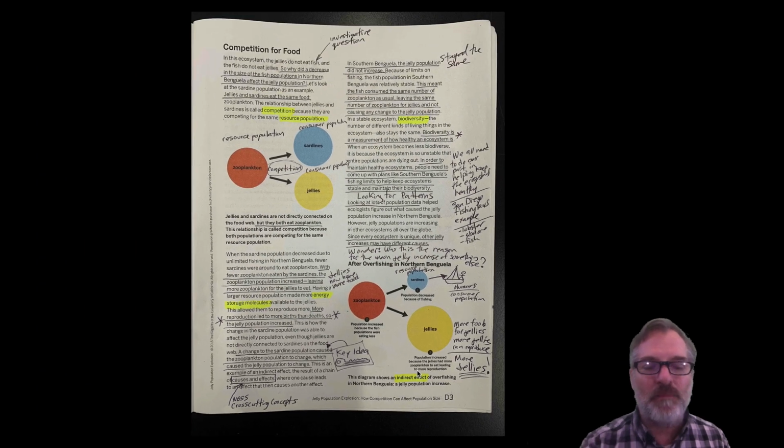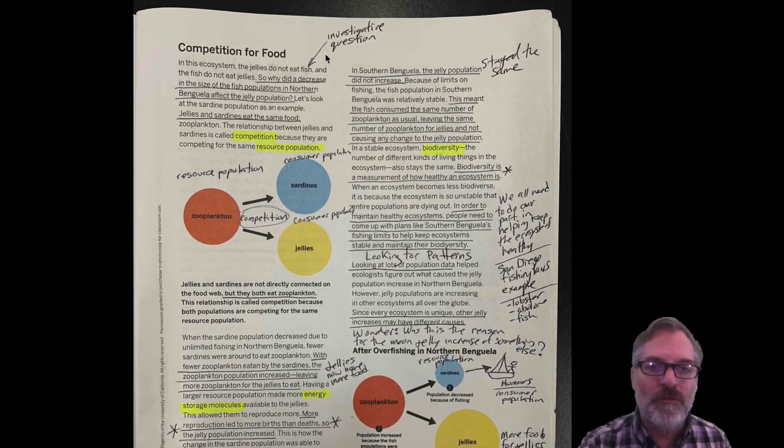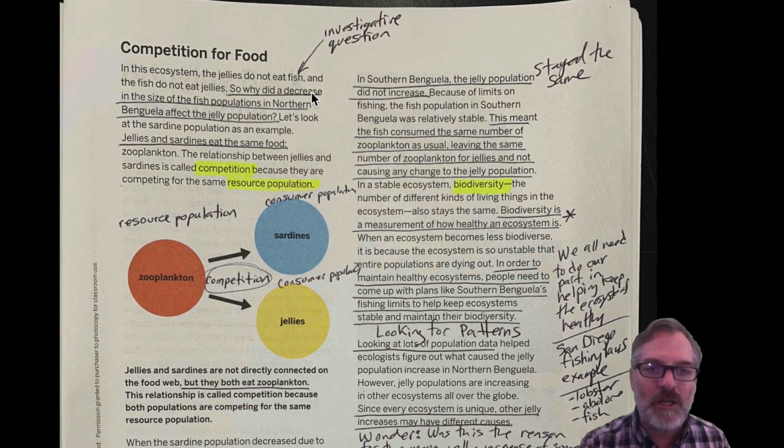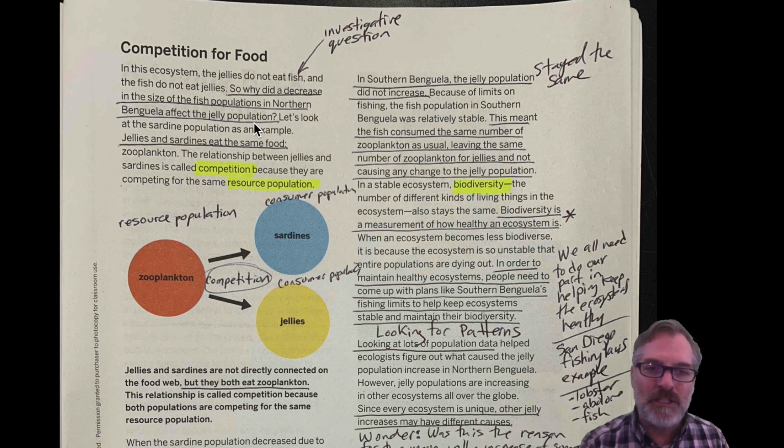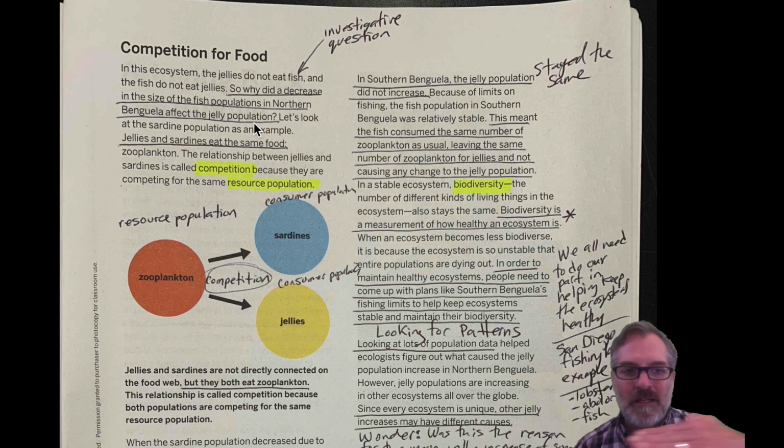So let's go to our last page here, competition for food. So here's the investigative question: why did a decrease in the size of the fish population in northern Bangla affect the jelly population? Remember, the jelly population went up in northern Bangla, and the jelly population in southern Bangla stayed the same.